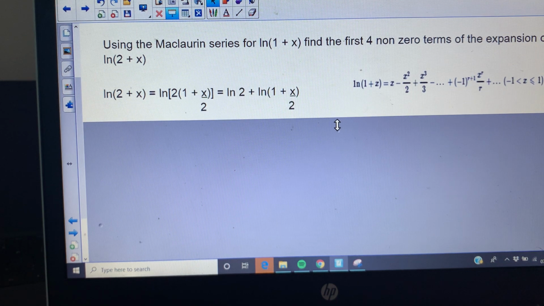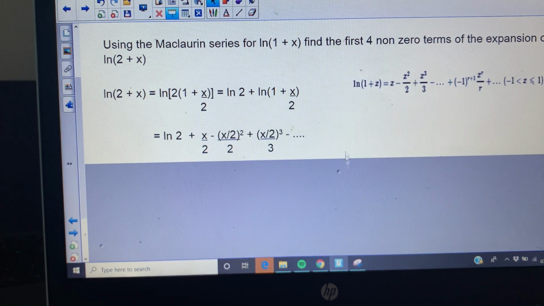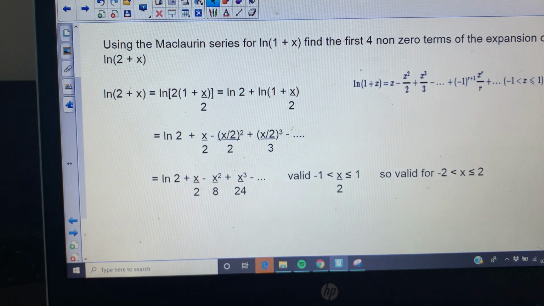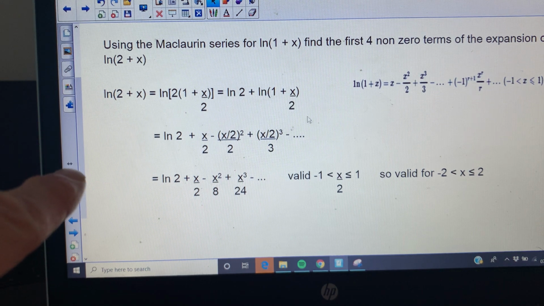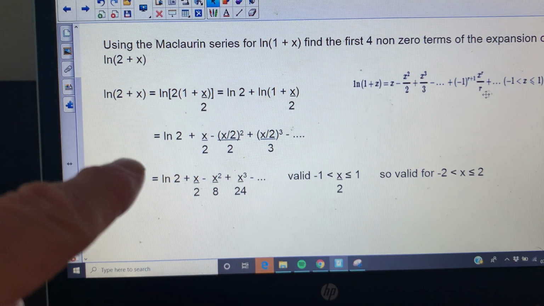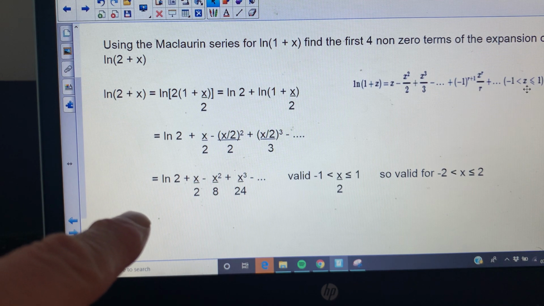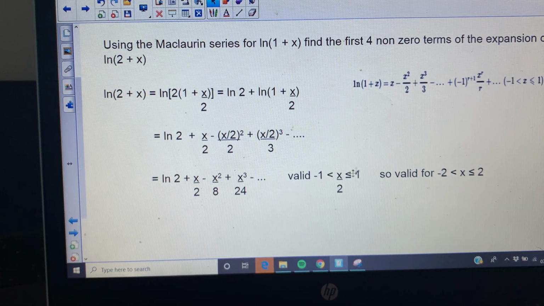So I've now got ln 2 as my first term, and because I've got the 1, I can now replace this x with an x/2 into this expansion. So it looks like that. And now I simplify it. And I know that whatever went into this expansion is less than or equal to 1 and greater than -1. So multiplying all through by 2, I get my condition of validity.